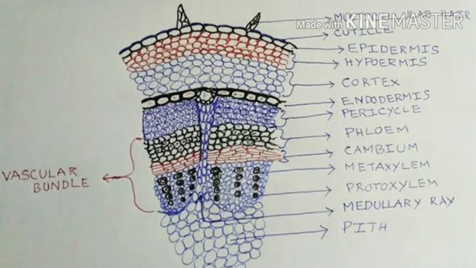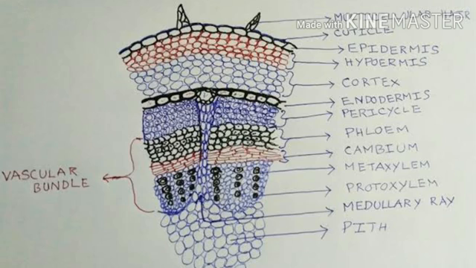Then next to the endodermis is a 4 to 5 layer thick pericycle. The pericycle consists of sclerenchymatous cells. The pericycle is found in semilunar patches just above the phloem. So there are semilunar patches of pericycle above the phloem, and the cells in the pericycle are sclerenchymatous.